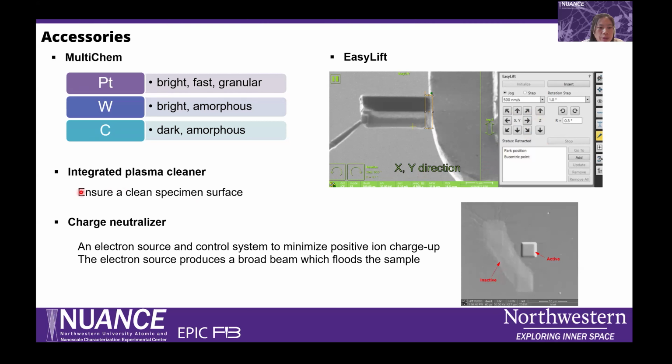And then is the integrated plasma cleaner to ensure a clean specimen surface before you do any processing of a sample. And the next is a charge neutralizer. It can minimize the charge-up by using an electron source. This image shows the effect of the charge neutralizer. Without the neutralizer, we can see the sample drifting, which causes non-stable deposition, while with the charge neutralizer it is very stable.